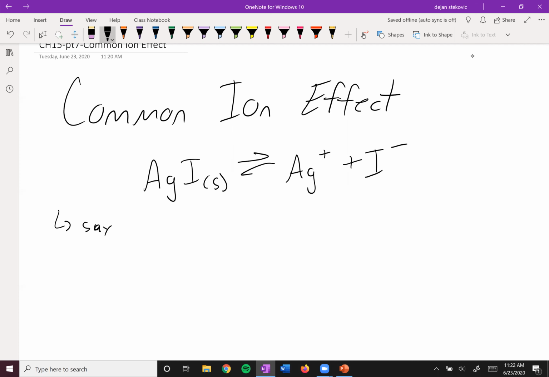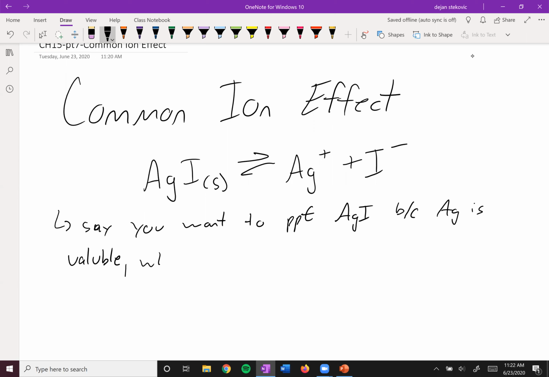So say you want to precipitate silver iodide because silver is valuable, and you've got some solution with silver in it, so you want to get it out so you can sell it and make some money. So what could you add to make it precipitate out?